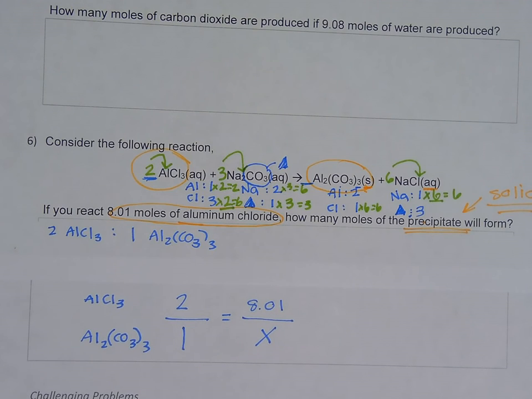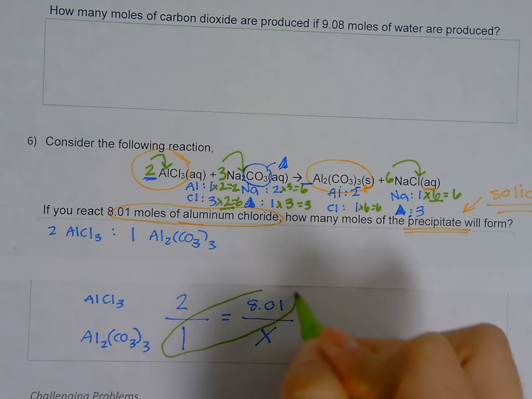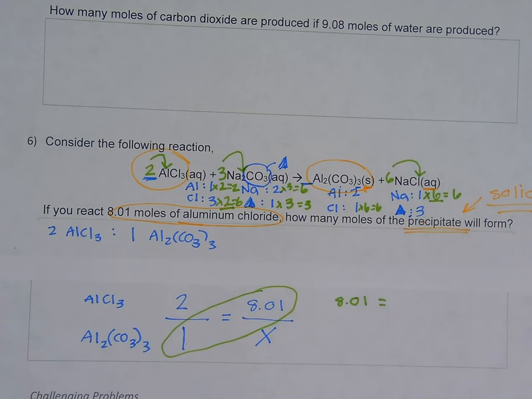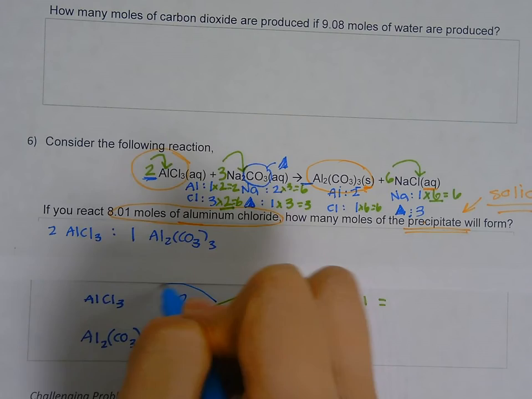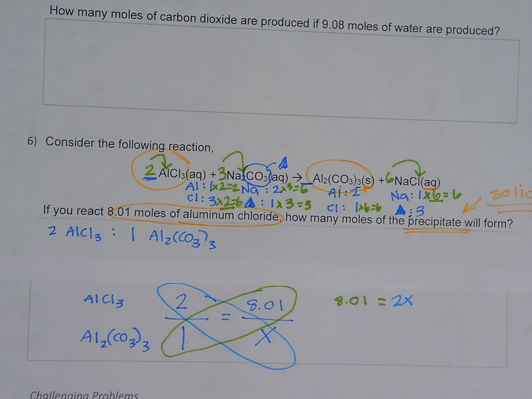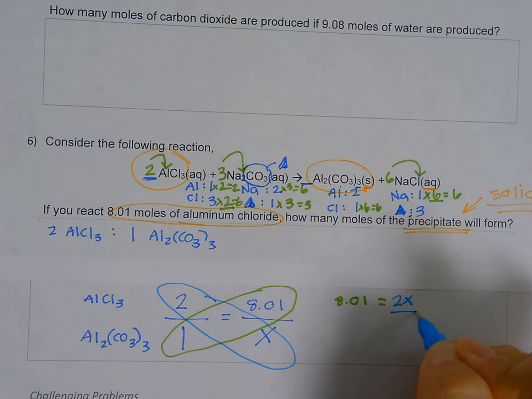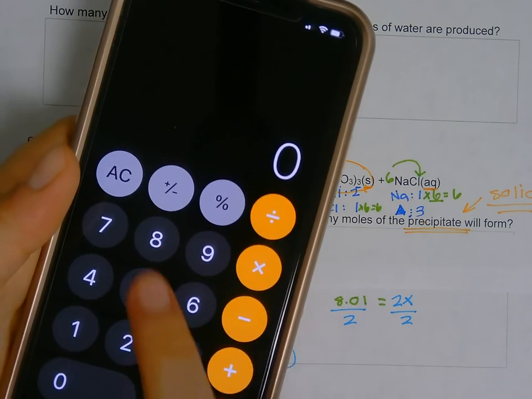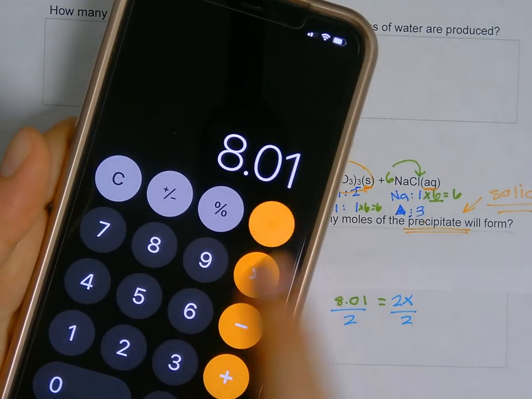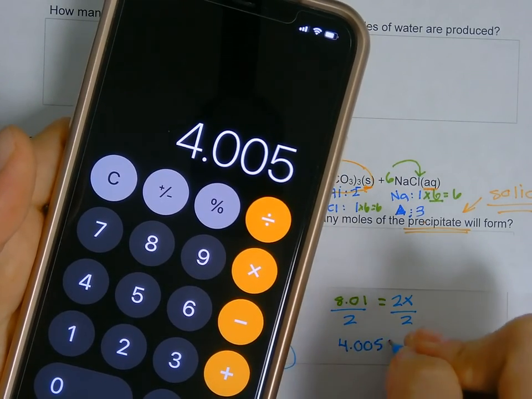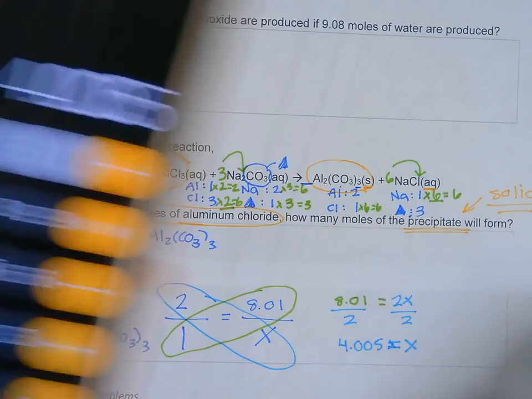And now I can do my pretty butterfly where I multiply. 8.01 times 1 is 8.01, is equal to, and then I multiply this side, make a pretty little butterfly, 2 times x, which is 2x. I need to solve for x, so I can divide both sides by 2. And then I can take my handy dandy calculator and be like, what's 8.01 divided by 2? 4.005 is equal to x.